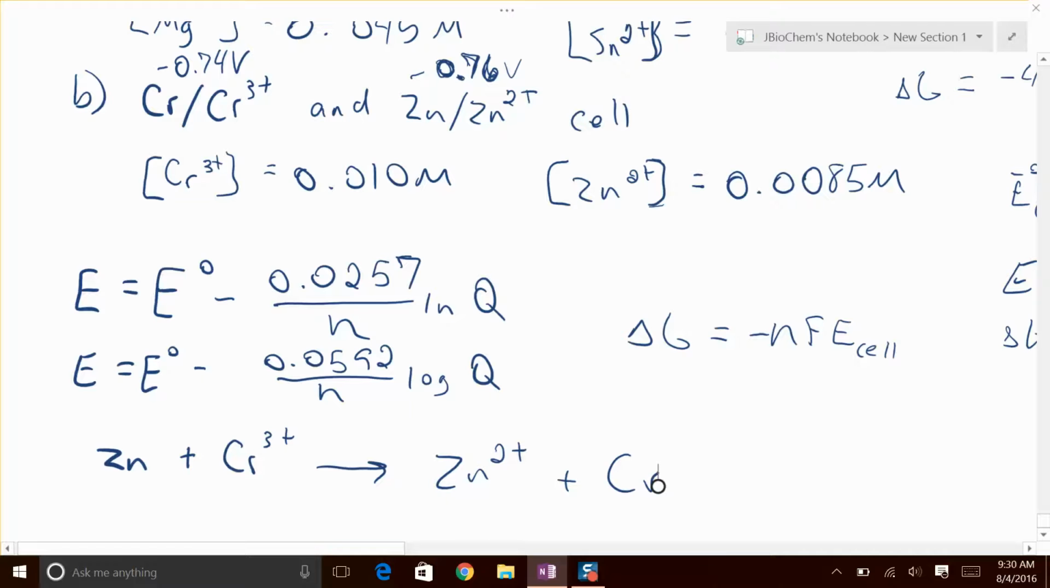Okay, so what did you guys find for your balanced chemical equation here? How many zincs? 3 chromiums? 2. Zinc 2+, it's going to have to be 3 and 2. Okay? So when I do my Q, remember, I have a coefficient of 3 here. That means it's going to be the concentration of zinc, 0.085 cubed, over the concentration of chromium 3+, which is 0.01 squared. So I need to have the balanced chemical equation to find Q.